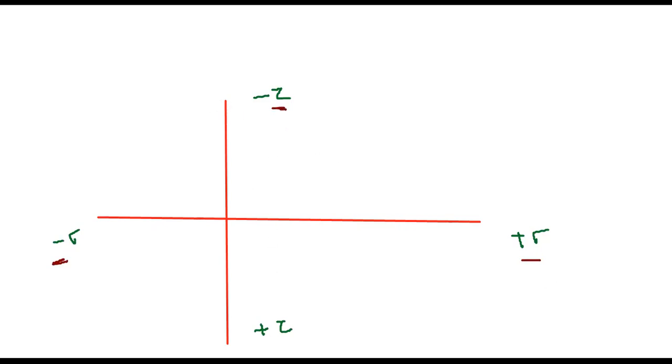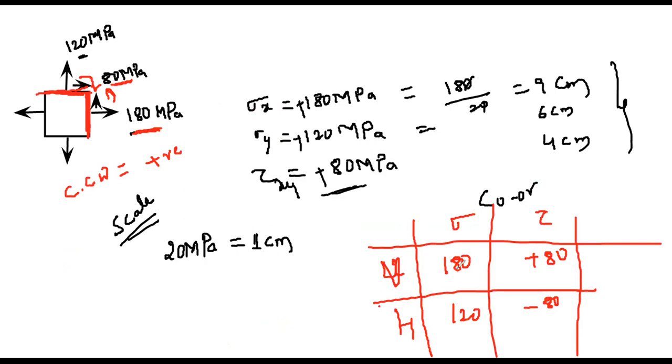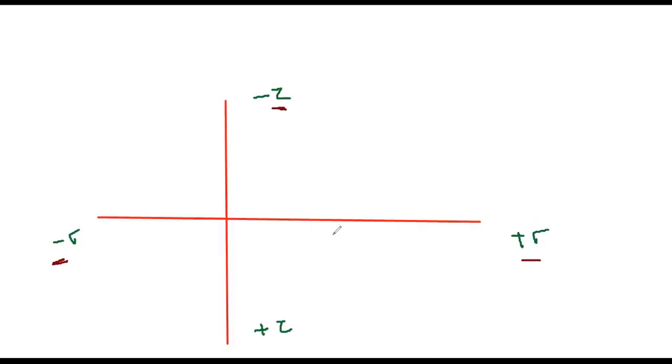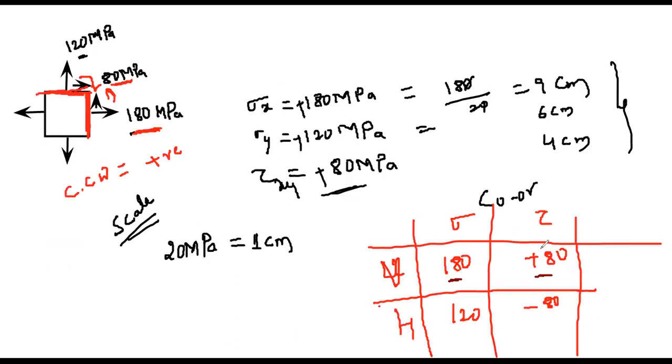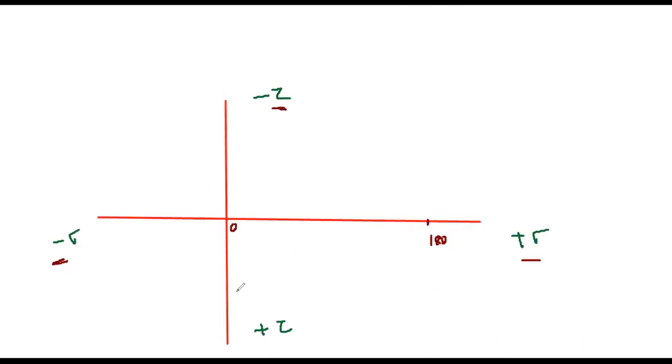Now, for the vertical coordinate, first we'll draw the vertical coordinate. Sigma is 180 and tau is 80. So tau is plus 80. Here sigma x is approximately 180 from 0. And the tau coordinate is plus 80, which means downwards we need to take plus 80, somewhere here. So this is my vertical plane.